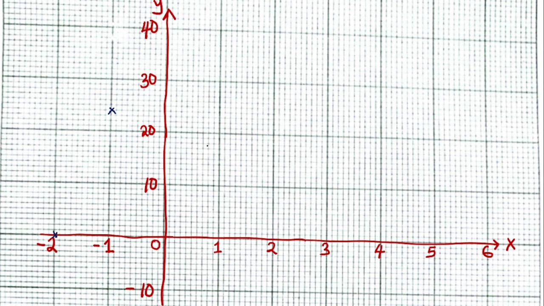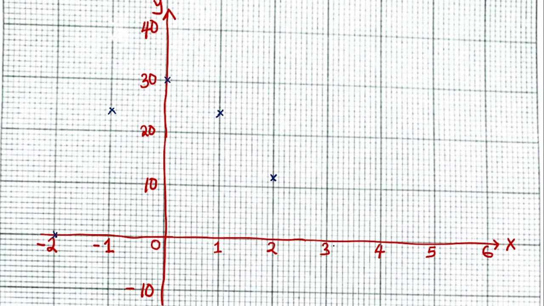Okay, next one is 0, 30. 0, 30 is here. The next one, 1, 24, we'll do the same. This is 1 here, we get to 20, 21, 22, 23, 24. The coordinate is going to be here. We continue. The next one is 2, 12. Where is 12? When you go to 10, you count 2 small boxes. It's going to be here.